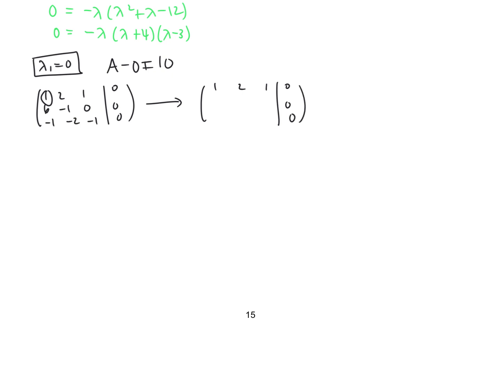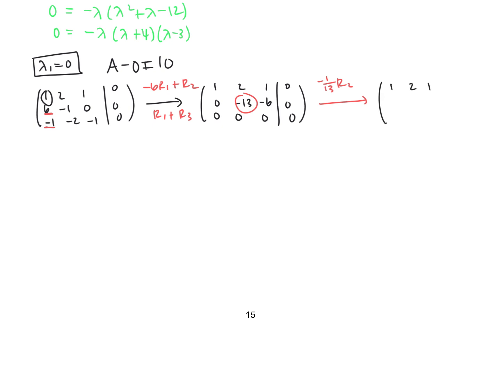I want to get rid of, though, this 6 and this negative 1. So I'm going to take negative 6 times the first row and add it to the second row. I'm also going to take the first row and add it to the third row to get rid of that negative 1. So when I do that, I end up with 0, negative 13, negative 6. And I end up with, pretty conveniently, zeros in the bottom row. What I want next is I don't want this negative 13. So I'm going to take that second row and multiply it by negative 1 over 13.